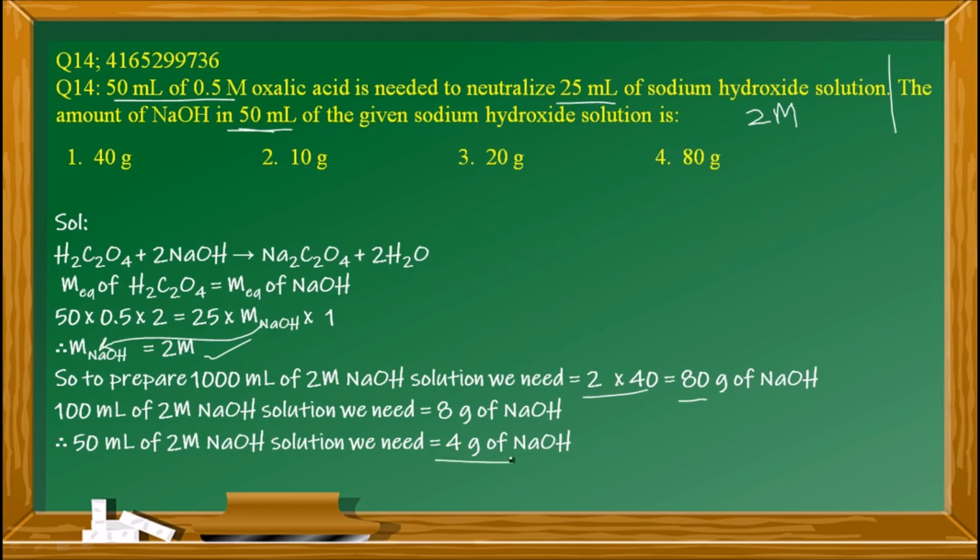Yes friends, 4 grams should be the correct answer, but the options given are 40, 10, 20, 80 grams. So the testing center has given it as a bonus point. It should be 4 grams. So the correct option is not given. You are going to get it as a bonus, but the answer is 4 grams.